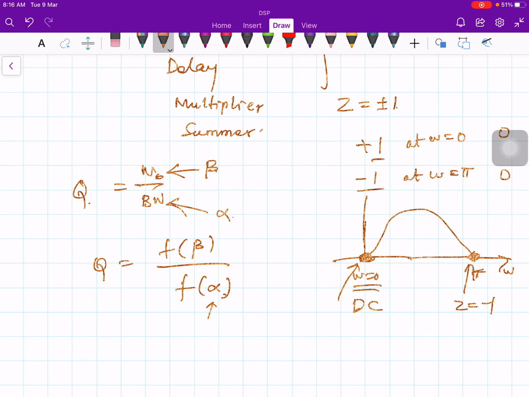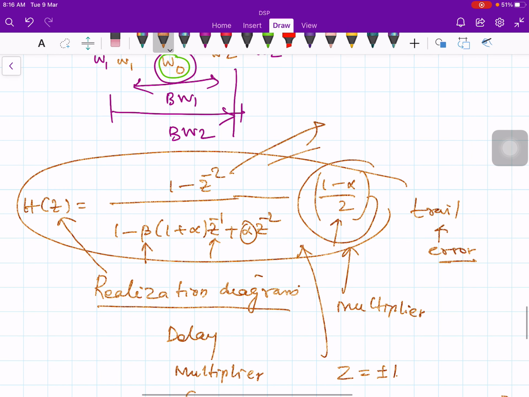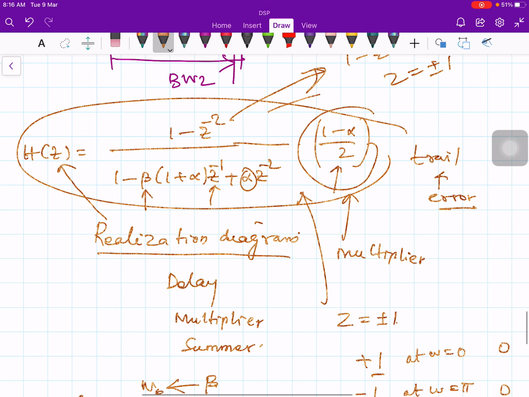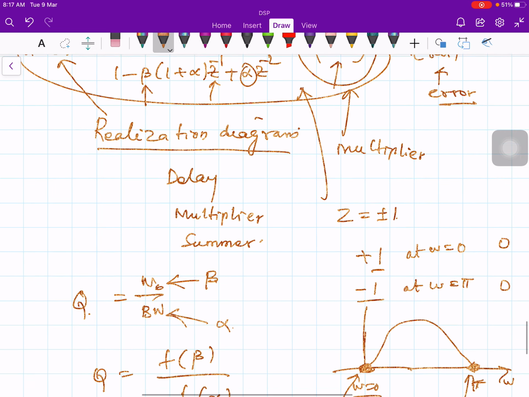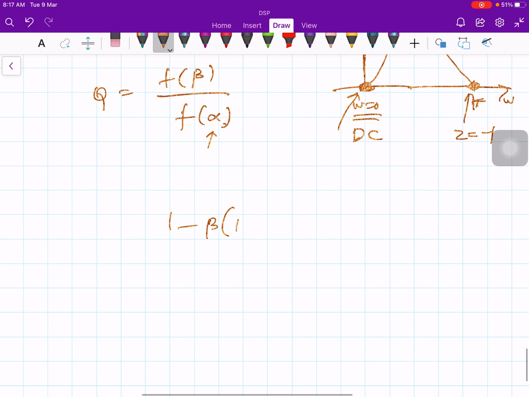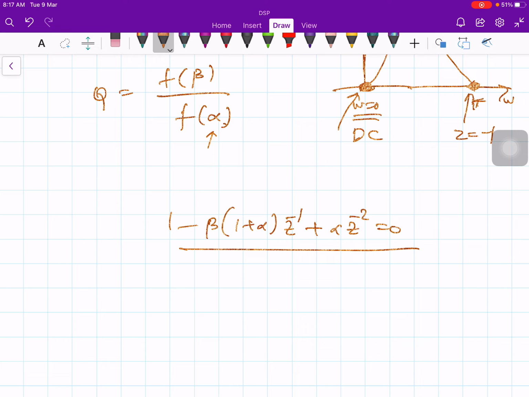Now where are the poles? The zeros are easily found from the numerator polynomial by equating it to 0, so z equal to plus or minus 1. Now where are the poles? You can work it out from here. Take this denominator polynomial, 1 minus beta times 1 plus alpha z to the minus 1 plus alpha z to the minus 2. Solve this equation. Now the question is, are the poles real or are they complex?